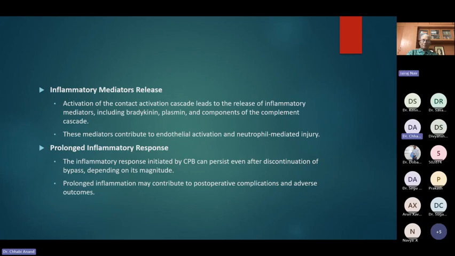Prolonged inflammatory response. The inflammatory response initiated by CPB can persist even after discontinuation of bypass, depending on its magnitude. Prolonged inflammation may contribute to postoperative complications and adverse outcomes.